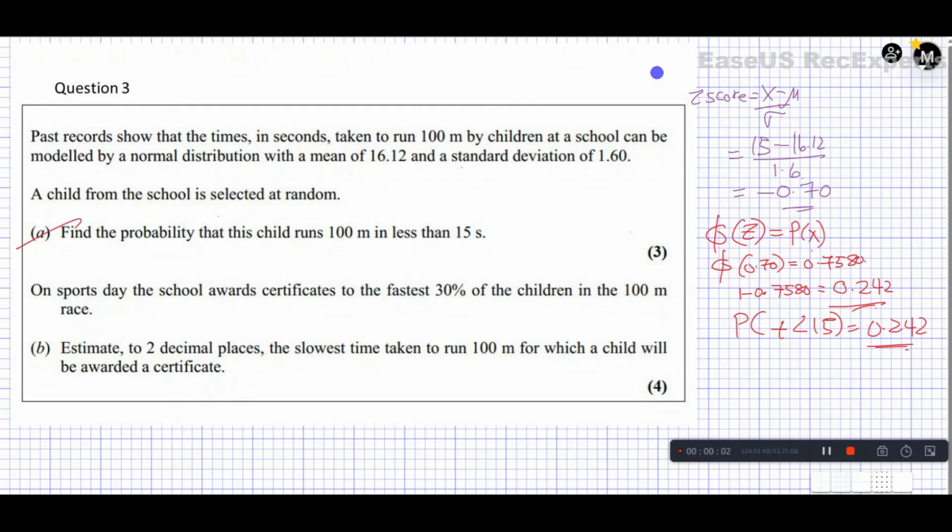Okay, on a sports day, the school awards certificates to the fastest 30% of the children in the 100-meter race. Okay, estimate to 2 decimal places the slowest time taken to run 100 meter for which a child will be awarded a certificate. Okay, so again I'm going to use the maths table to do this, but this time 30%. Okay, the probability here is 30%, so 30% is on the left, so this is 16.12, so 30% of the participants, so 30% is somewhere here.